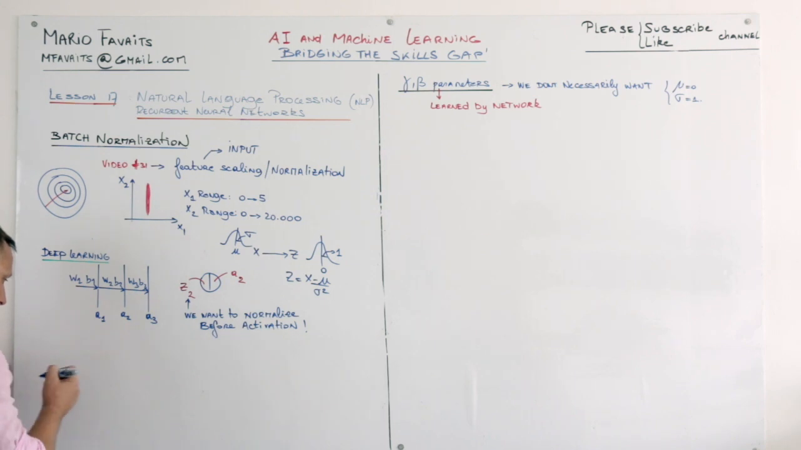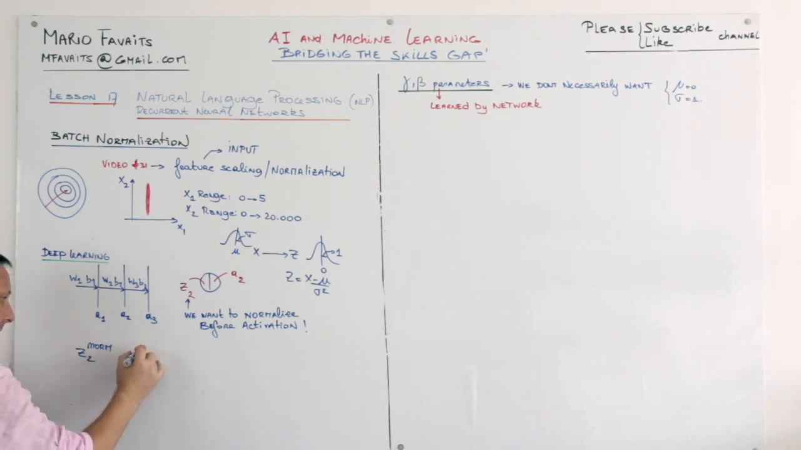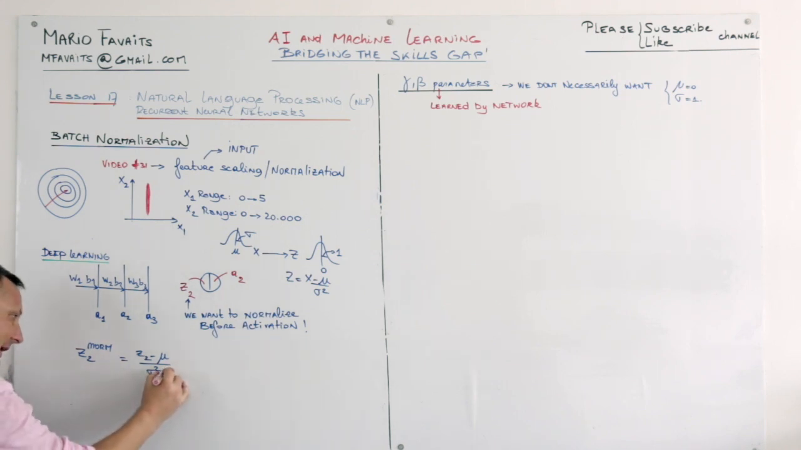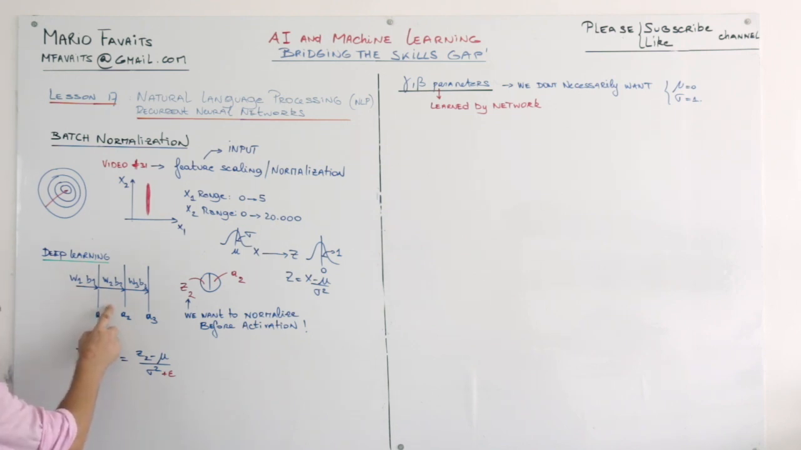And here again, our Z2 normalized will be Z2 minus the mean and divided by sigma squared. And we're going to add an epsilon here, and this epsilon is purely to avoid division by 0 or division by a very small number. So we can apply normalization in each of the layers before we activate.